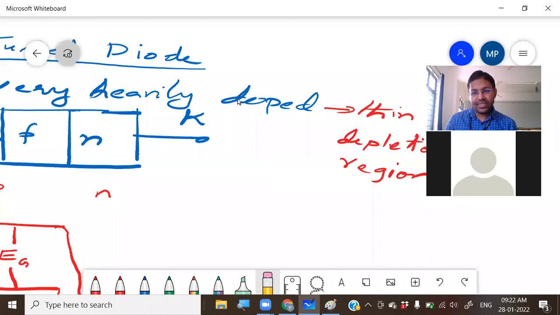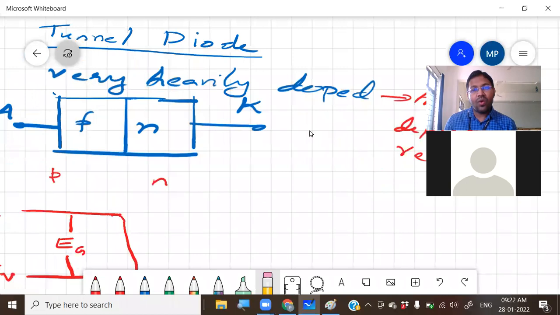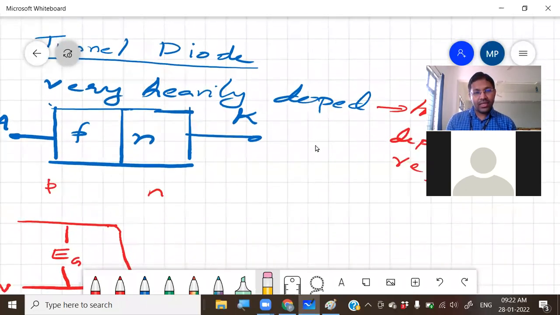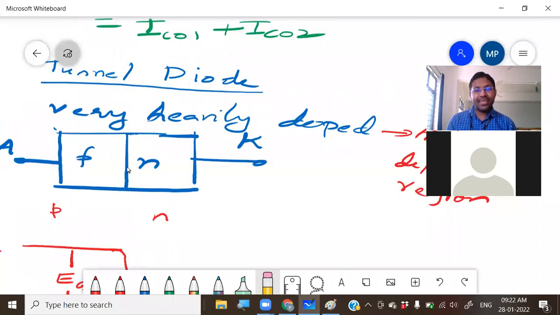The impurity concentration is such that in 1000 atoms, there is one impurity atom. So that is heavily doped, whereas in an ordinary PN junction diode, in 10 power 8 atoms, there is one impurity atom. So just in 10 power 3 atoms of silicon, you have one impurity atom. Because of this impurity ratio, this particular device is heavily doped.